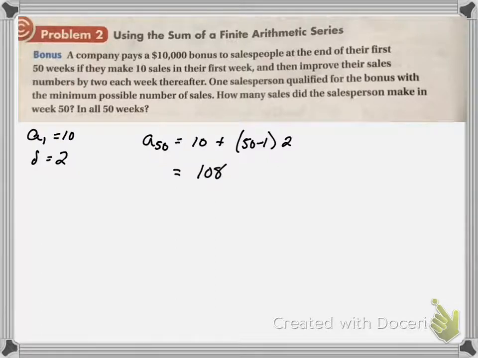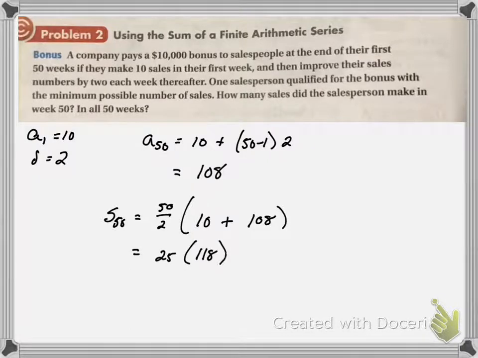So let's see how many sales they made in all 50 weeks. So we're going to take our S sub n, or S sub 50, which is going to equal 50 divided by 2, the formula we just talked about, times the first term, which was 10, and the last term, which is 108, which we just found. That gives me 25 times 118, and he made a total of 2,950 sales.